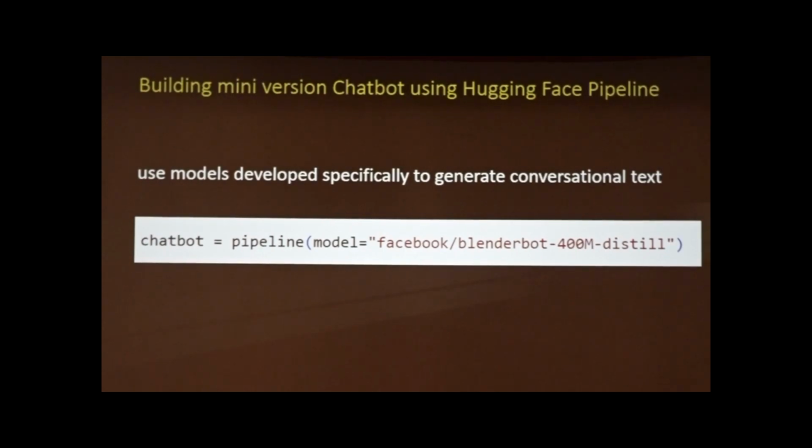This is the model I am choosing with the pipeline, and I created a variable called chatbot. Am I clear? What error? Type the model name correctly. Open the Hugging Face library, find this model, copy the model name and paste it here. Check the spellings. It is facebook/blenderbot-400M-distill. This is the name of the model.